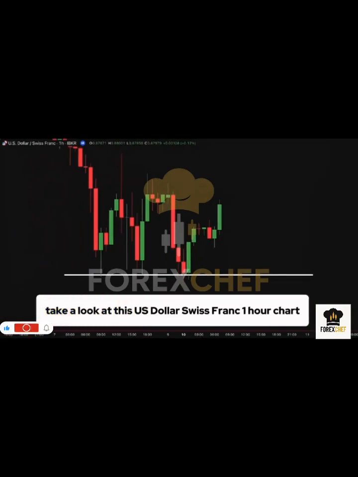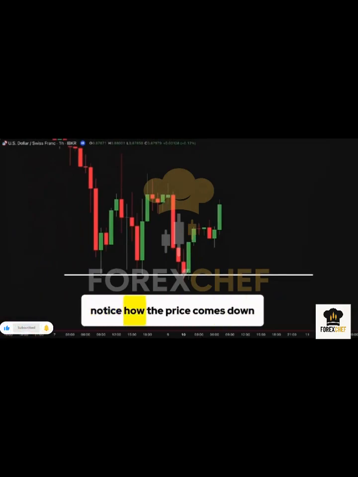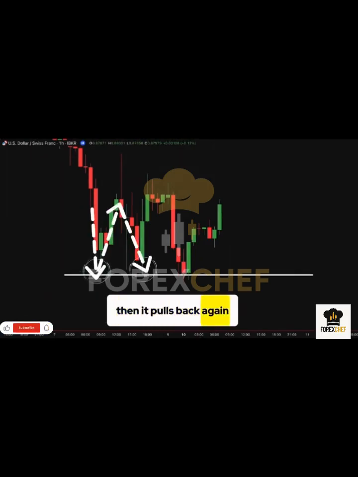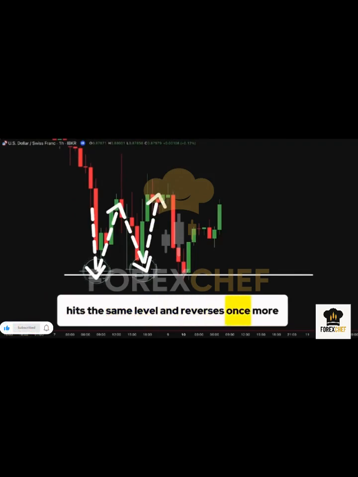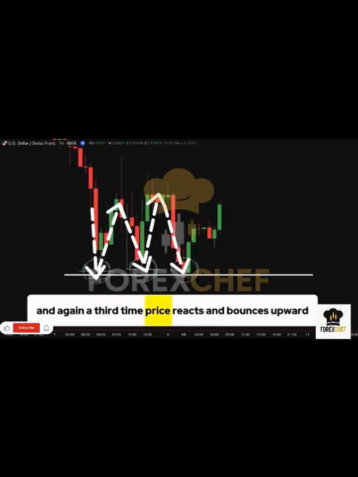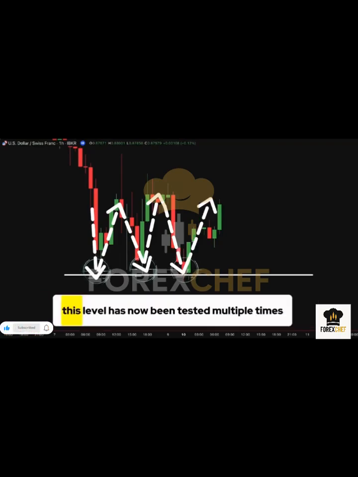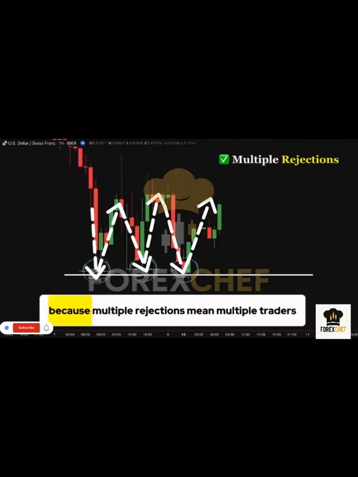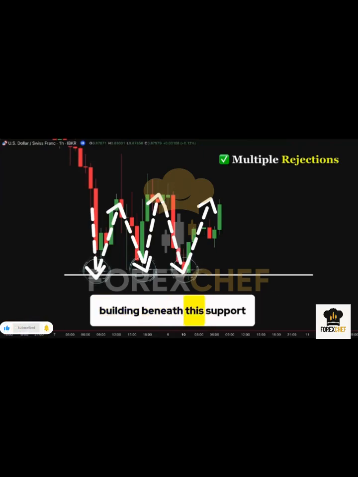Alright, take a look at this US dollar Swiss franc 1-hour chart. Notice how the price comes down, touches this level and reverses. Then it pulls back again, hits the same level and reverses once more. And again a third time, price reacts and bounces upward. This level has now been tested multiple times, and that's the first sign of a high probability liquidity zone. Why? Because multiple rejections mean multiple traders placing stop loss orders just below this level and even limit buy orders stacking up around it. In other words, there's sell-side liquidity building beneath this support.